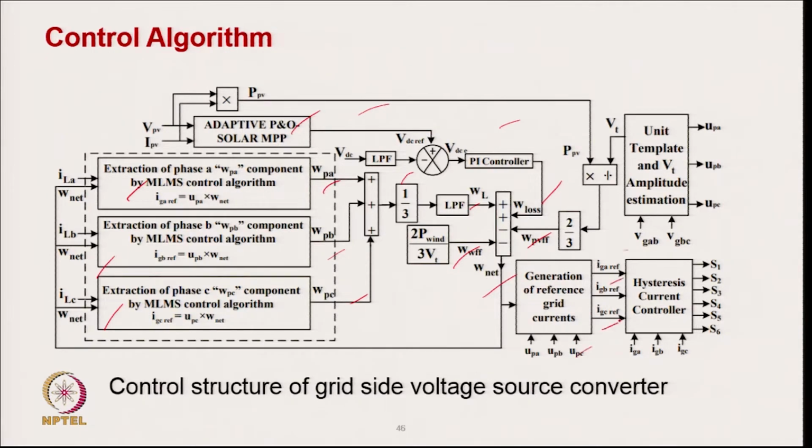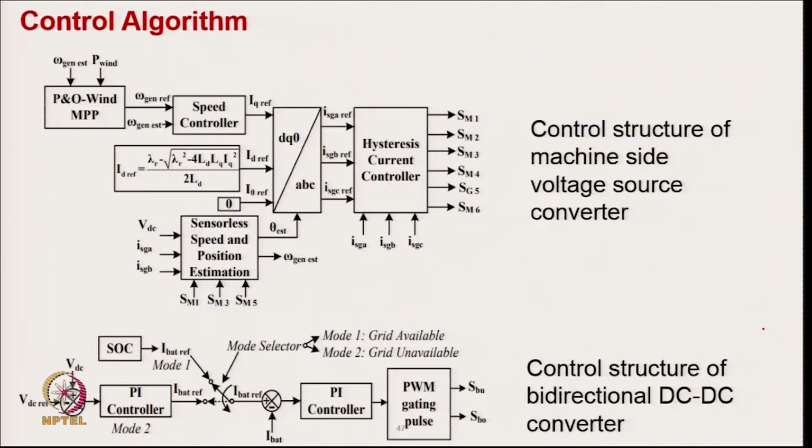So, we get the reference grid current, and with the sensed grid current we are able to give the gating signal to the switches. And this is the typical case for what you can call the machine side converter.